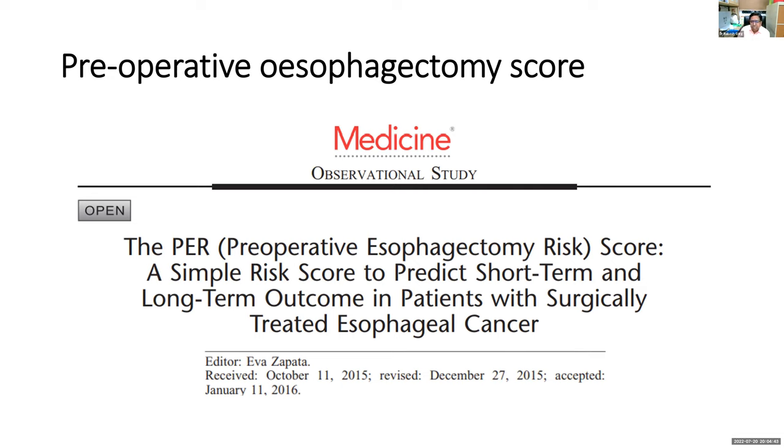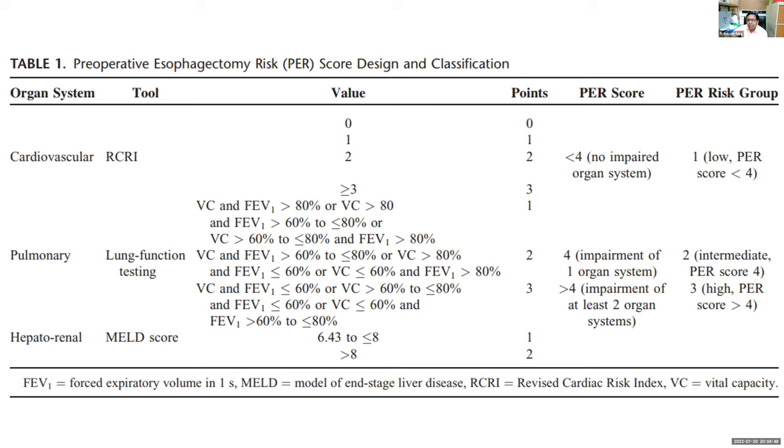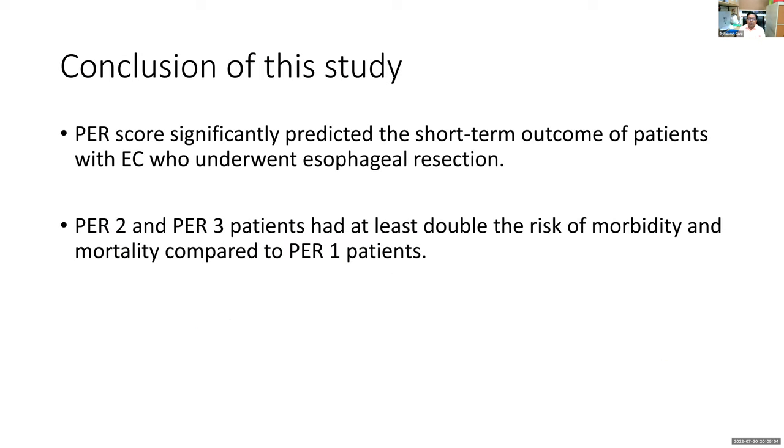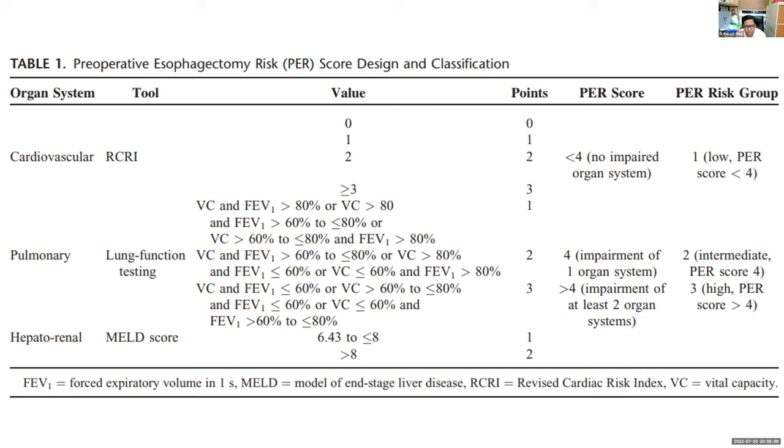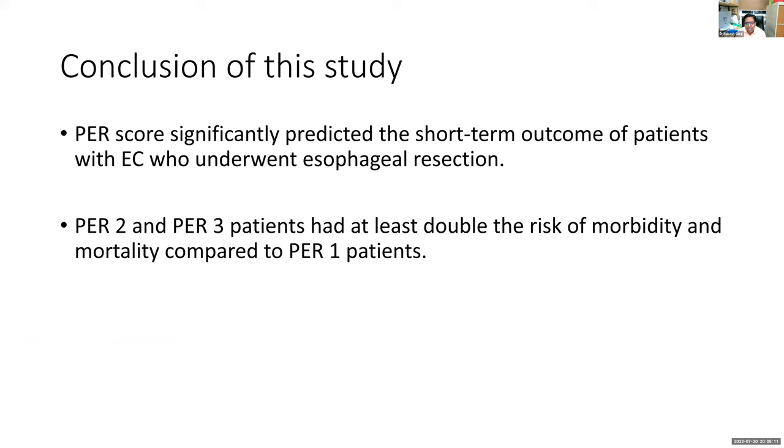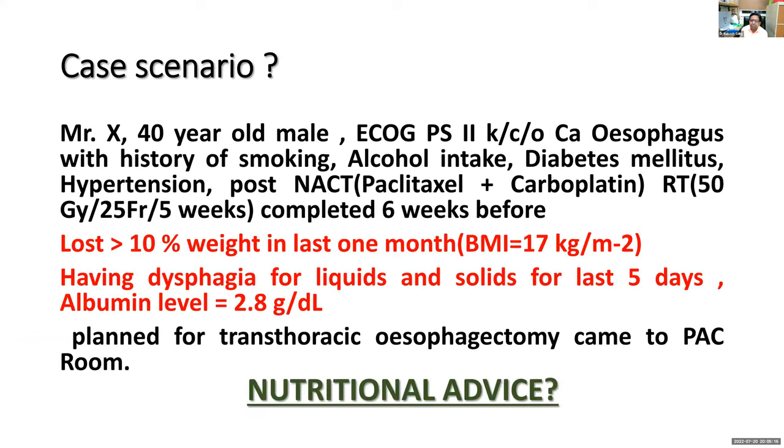Now, there are certain scoring systems available which we can use to look at the outcome of these patients. Especially when we are looking at surgical procedures with high associated comorbidity, we can use this type of risk scoring system, which will help us prognosticate these patients and provide them appropriate postoperative care. This study has rightly mentioned that using this preoperative esophagectomy risk score, they can predict the outcome of patients who are undergoing esophageal resection.